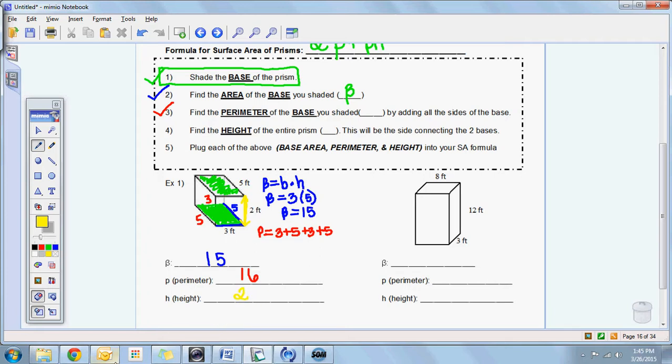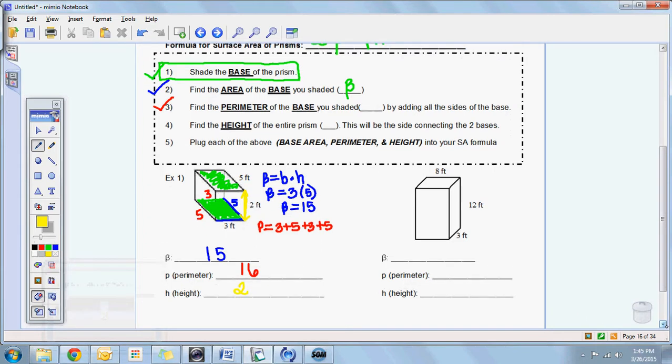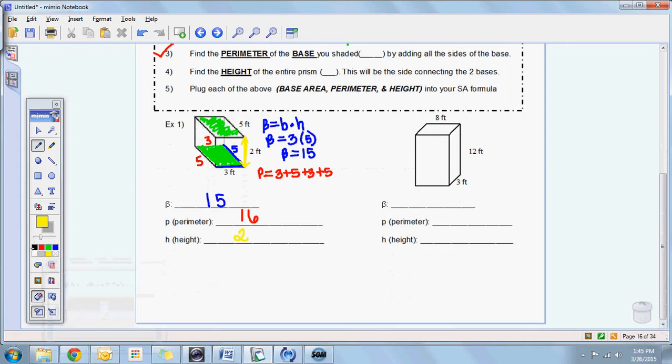It's 2, all right? So now you're going to plug that into your formula, which was, I'm going to write it kind of small up here. So 2 times the base area plus the perimeter times the height. You're going to plug all of your information into that formula. So when you do that, you're going to get 2. The reason you times it by 2 is because there's 2 bases in this 3D shape. So 2 times your base area was 15 plus your perimeter was 16 times your height was 2.